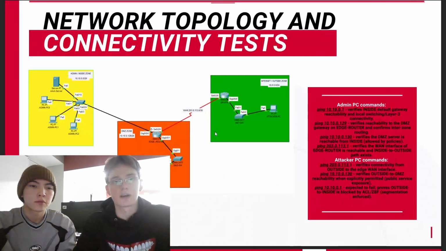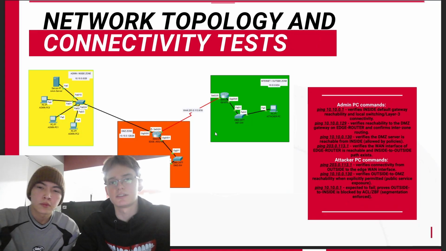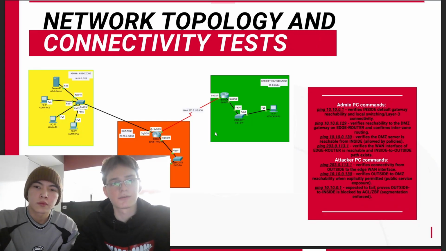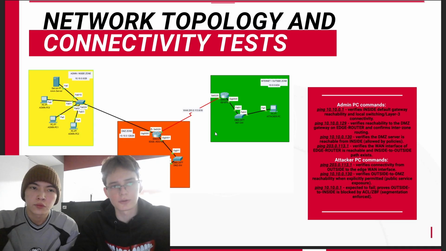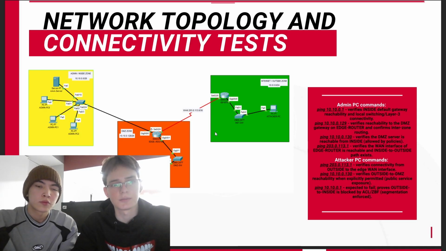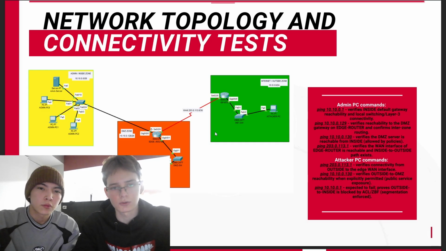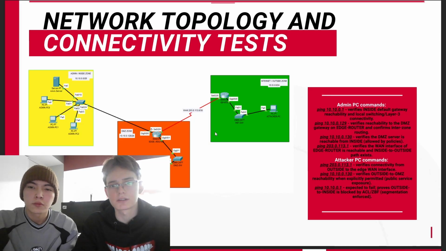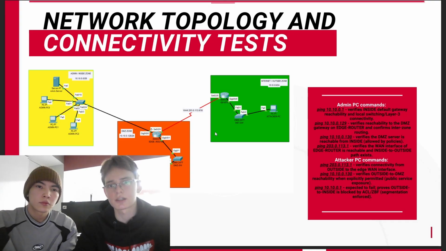Here are our network topology and connectivity tests. Firstly, we have the inside zone with a server, 3 admin PCs, and 1 switch. Also, we have the DMZ zone with a web server, DMZ switch, and the main router. Also, we have the internet, like an outside zone, with 1 router, internet switch, and attacker PC.